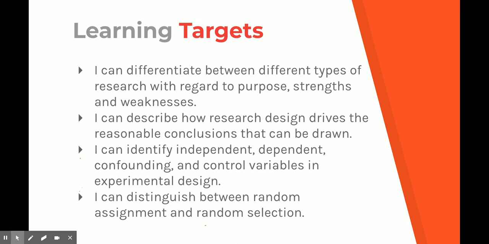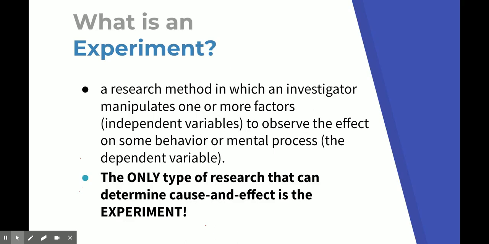So to get us started, here we go. First, let's define what we mean by an experiment. An experiment is a research method in which an investigator, a researcher, manipulates, i.e. changes, something about one or more factors to observe the effect on some behavior or mental process. So with an experiment, as a researcher, I'm literally changing something about someone's situation.